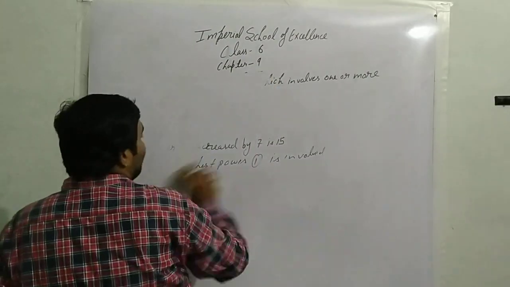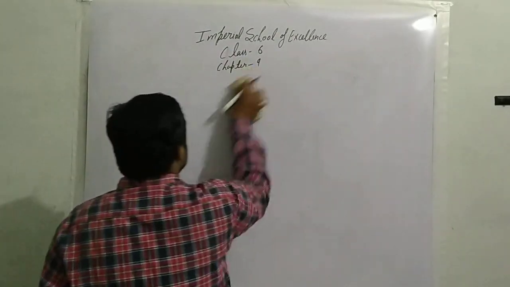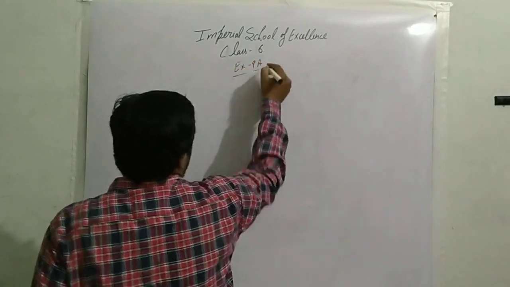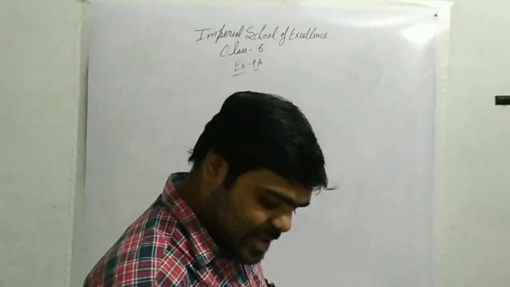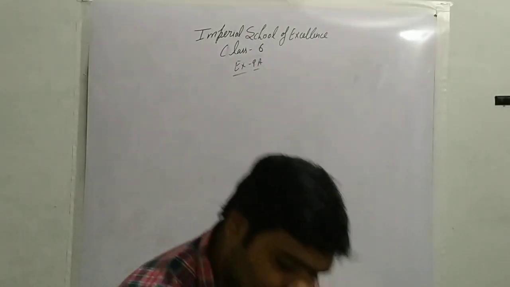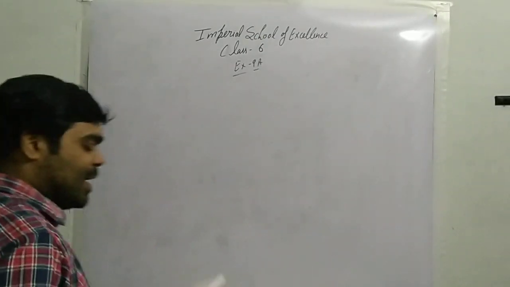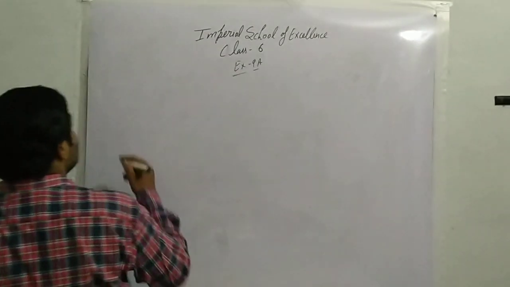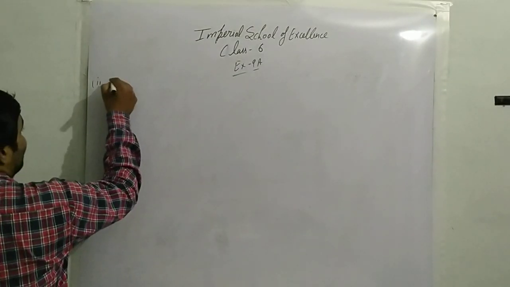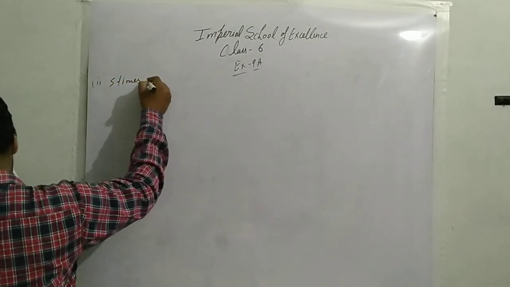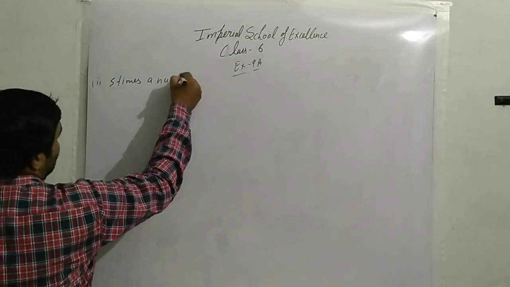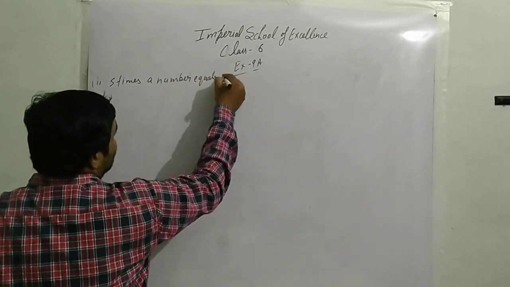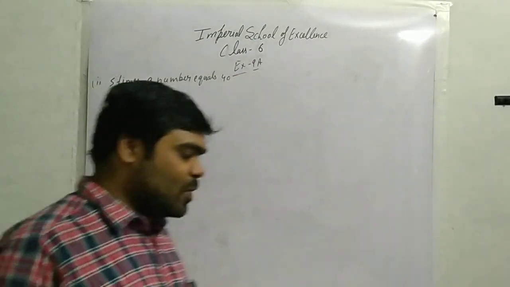Exercise 9A. The first question is given. Write each of the following statements as an equation. The first statement is given here: 5 times a number equals 40.